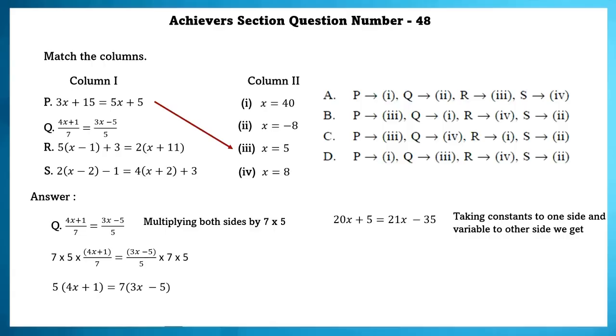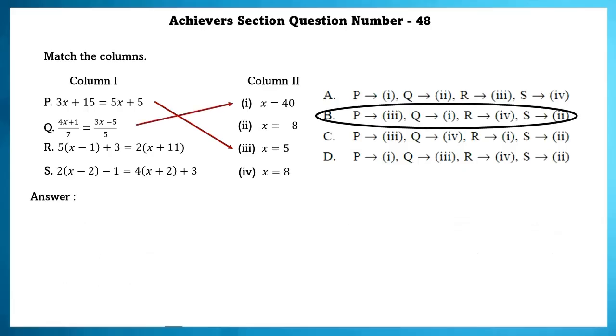Then taking constants to one side and variables to the other side, we get the value of minus x, that's minus 40. Dividing both sides by minus 1, we get the value of x is equal to 40. Now, using this, we can mark the B option as the correct option. But still, we'll check the R1 and S1.